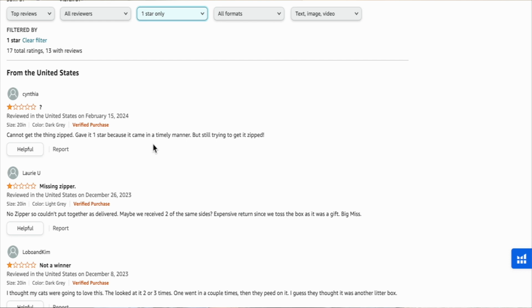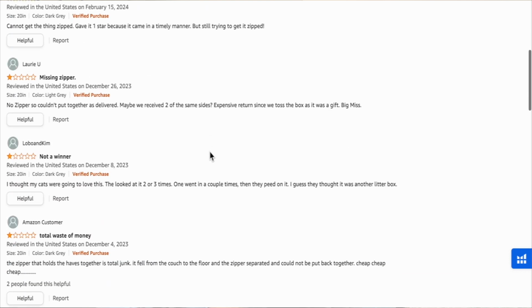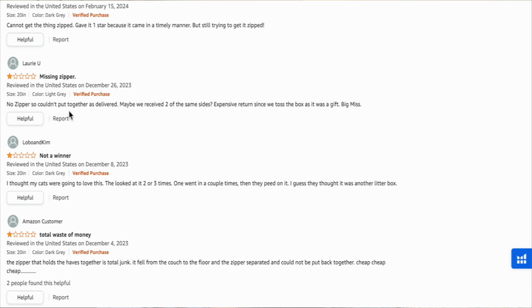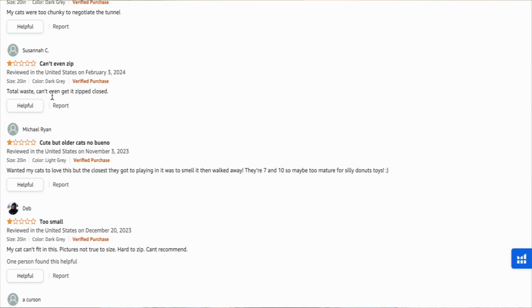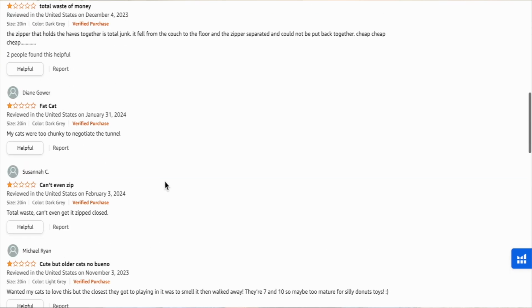Gave it 1 star because it came in a timely manner, but still trying to get it zipped. So the zipper, basically this is the zipper. No zipper, so couldn't put it together. This one seems like it's the zipper. Can't close the zipper.